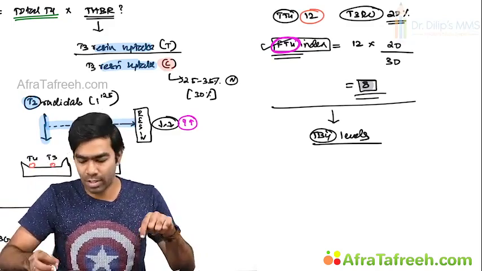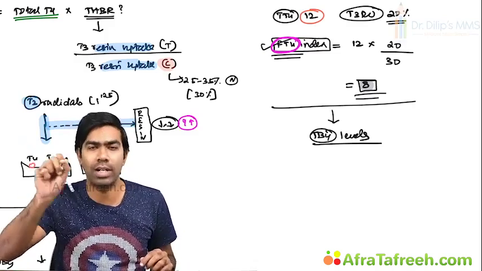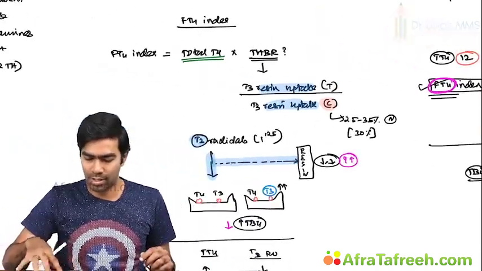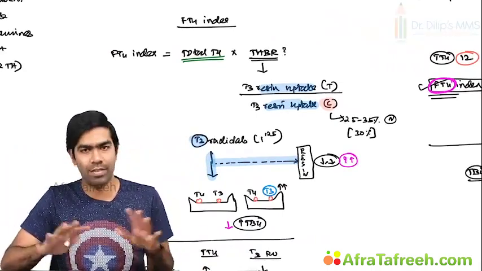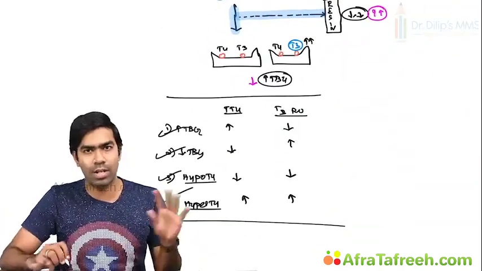So once again, the free T4 index is nothing but the total T4 that is corrected to the TBG. That's the idea. Clear? So this is what the free T4 index is. Definite exam question. So you have to know these four important points. They will surely ask about this.